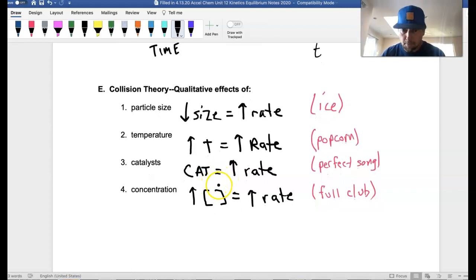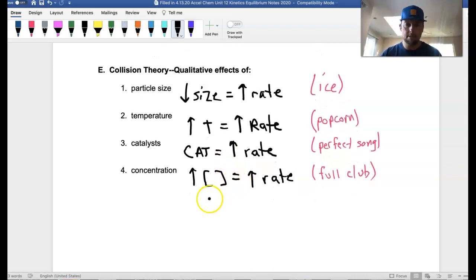Catalyst. We talked about dances. If that perfect song comes on with the perfect beat, the rate of people finding their perfect match is much, much higher. Whereas if it's a really slow song like Coldplay, maybe some people like that, or a really angry song like Metallica from the 90s, probably not the best song for matchmaking. So the right song you could think of as a catalyst.